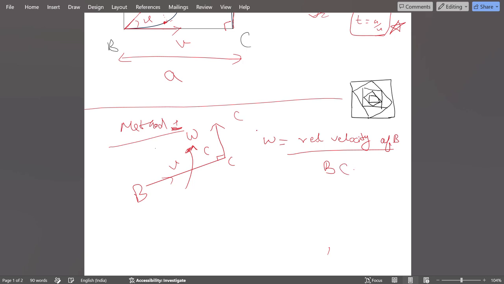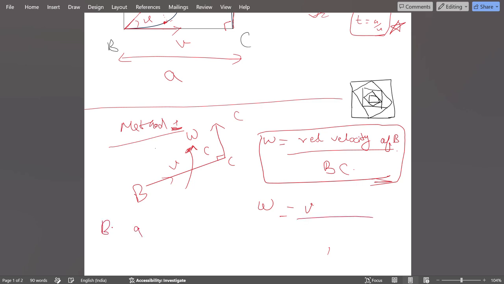The length BC as a function of time t. Relative velocity of B as a function of time t, we are taking upon BC as a function of time t. We know that at t equals 0, BC equals a, and at time t, it's minus v into t. So as a function of time it would be a minus vt. Omega equals v upon a minus vt. That's the answer.